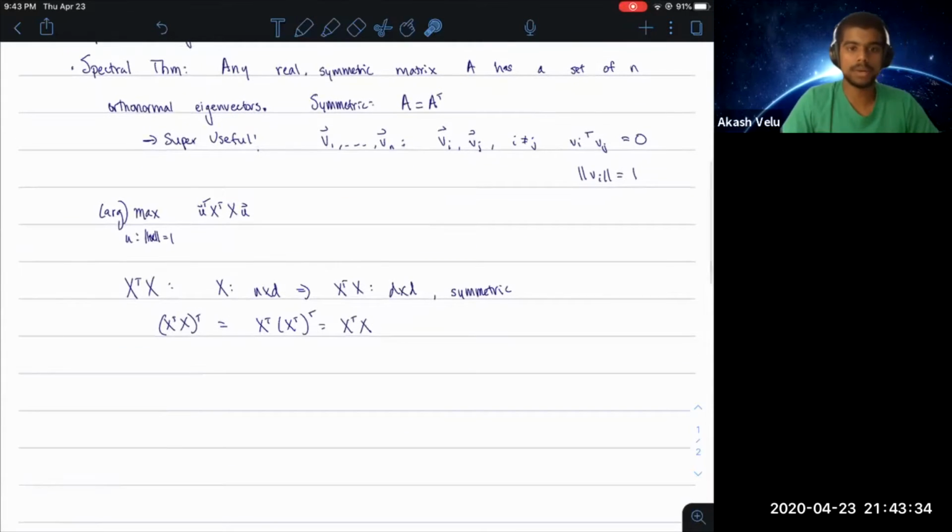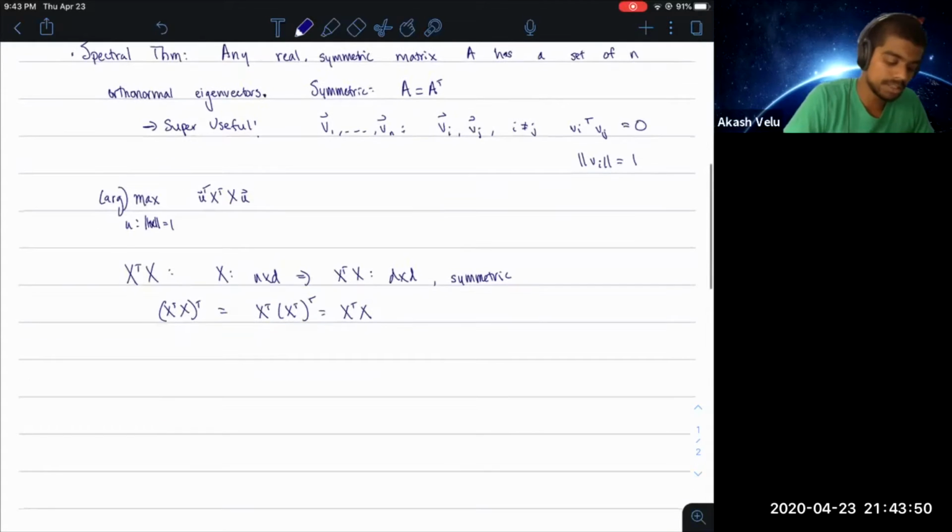Okay, the reason why we just showed that it is symmetric is because we can now apply the spectral theorem. So X transpose X is a real symmetric matrix. And so it will have a set of d orthonormal eigenvectors. D because that is the dimension of X transpose X. So let's write this down. D orthonormal eigenvectors. I'm going to write E vectors for short. So let's denote these as V1 through Vd. And each of these eigenvectors will have an associated eigenvalue, lambda 1 through lambda d.